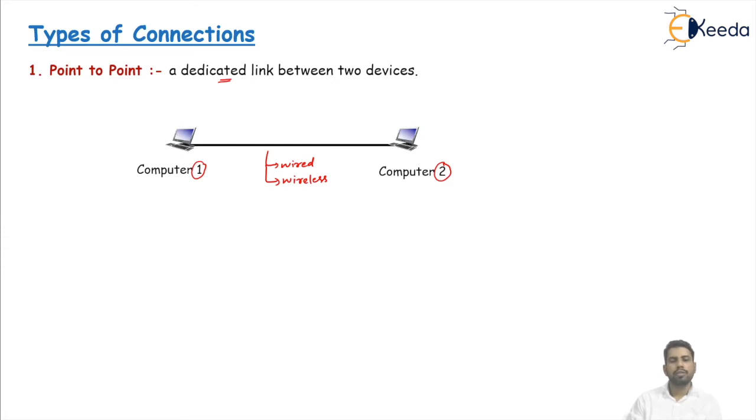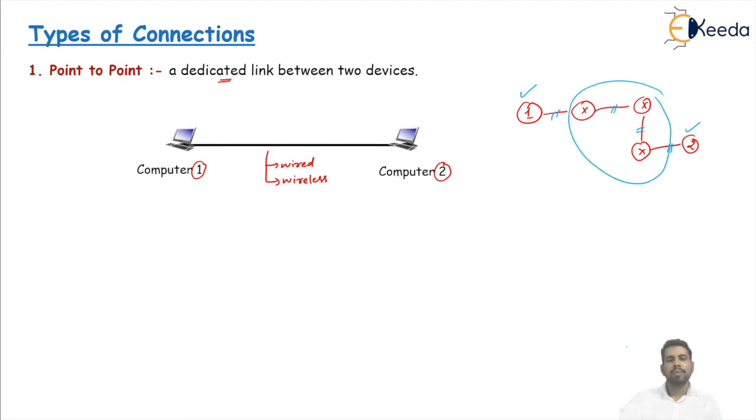This point-to-point link may be made through some type of intermediate devices. Like here is our computer 1, this is router 1, this is router 2, this is router 3, and here is our computer 2. So this particular channel is the dedicated lane through which computer 1 and computer 2 are connected. Here we have intermediate devices, maybe routers or switches. The message in the form of packets travels from the sender, computer 1, to computer 2.